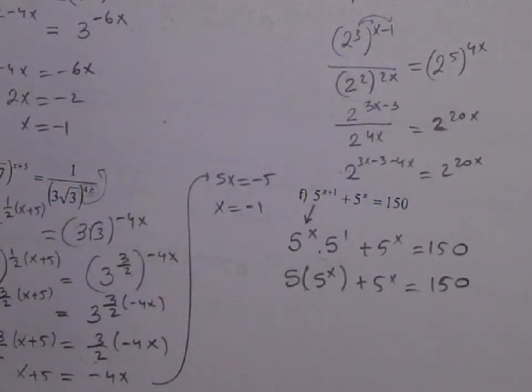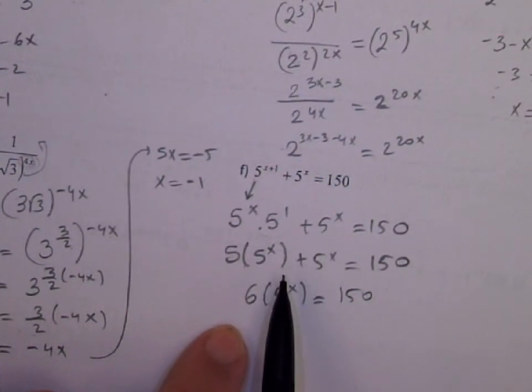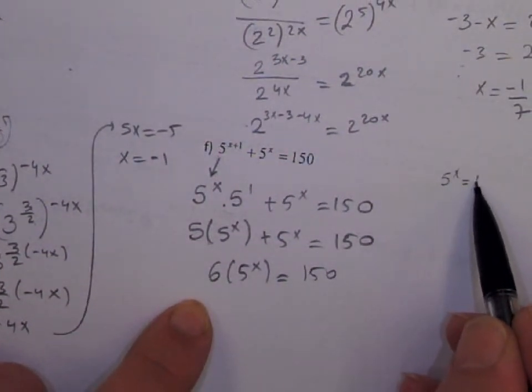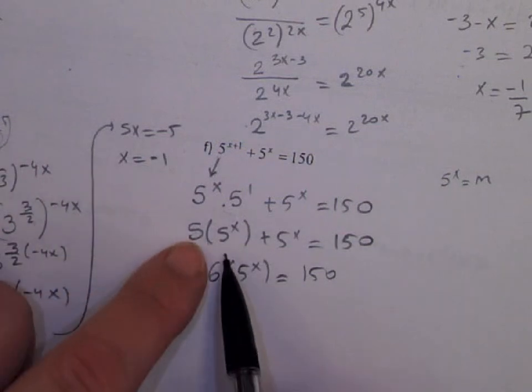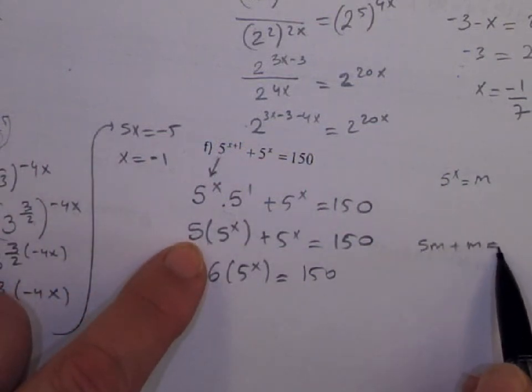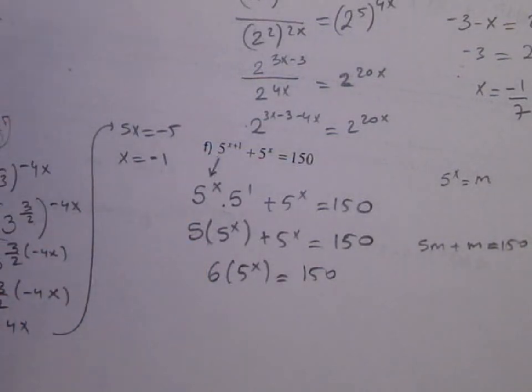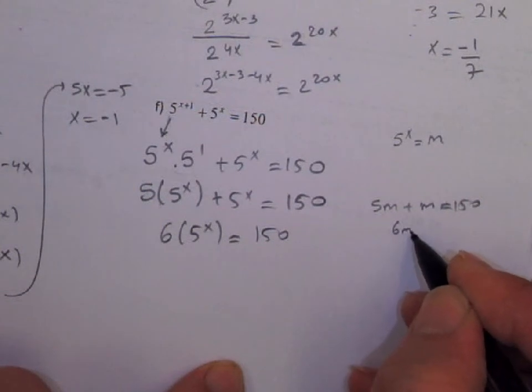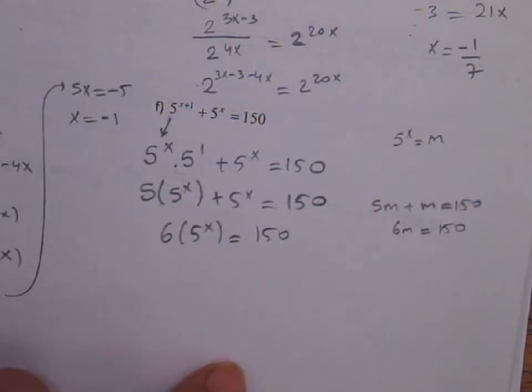How many in total? Right? You have 5 and you have another one, 6. So you get 6 times 5 to the power of x. It may be harder for some of you to see it, but think of it this way. If 5 to the power of x is m, so what do you have here? You have 5m plus m. Well, that is 6m. But that m is 5 to the power of x.